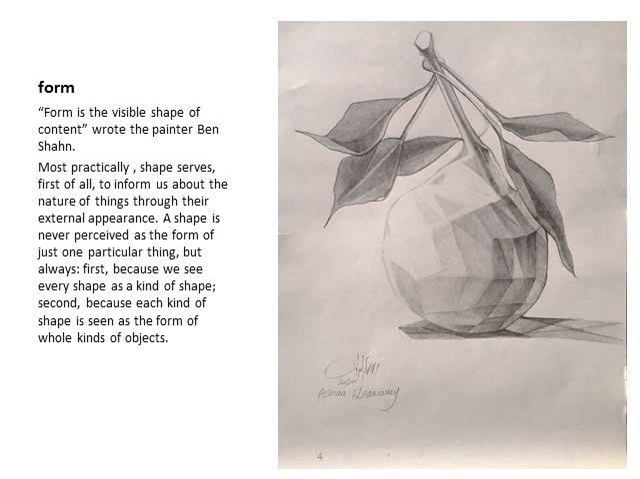Form is a visible shape of content. This quote was written by the painter Ben Shahn. Ask yourself, what are the contents of an apple, as an example. Simply, it is the surfaces which create the apple form. These surfaces create the nature of the apple and distinguish it from a pear.